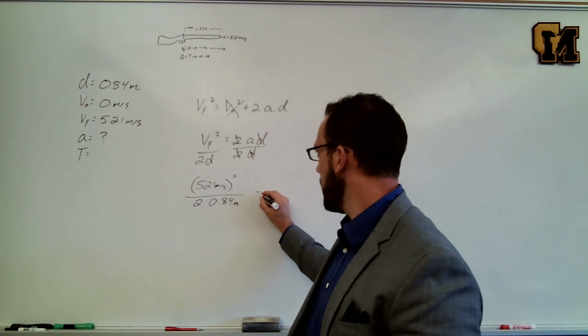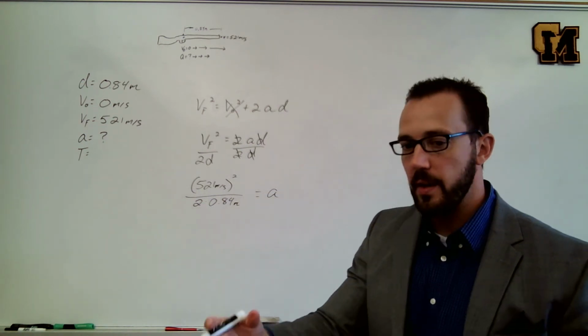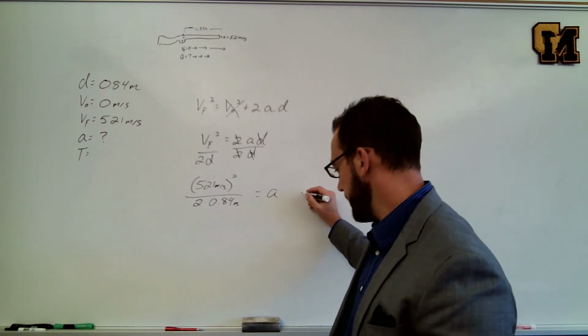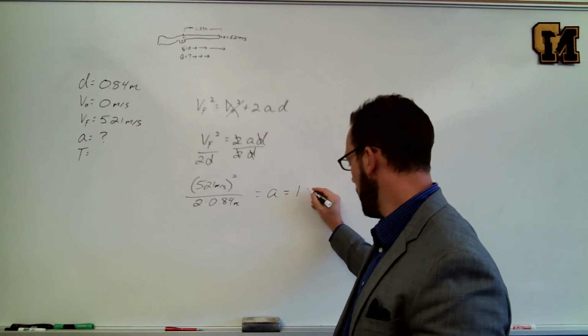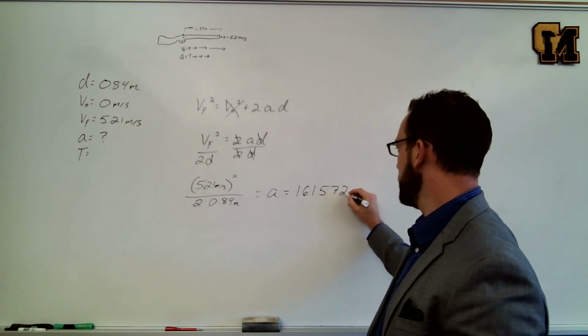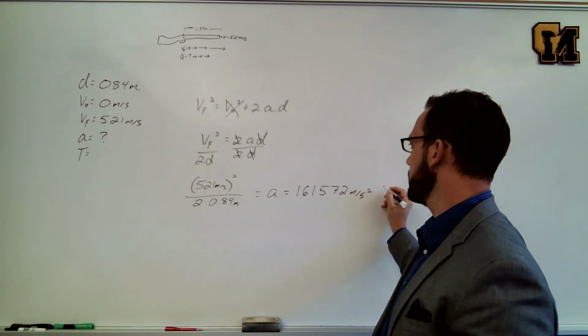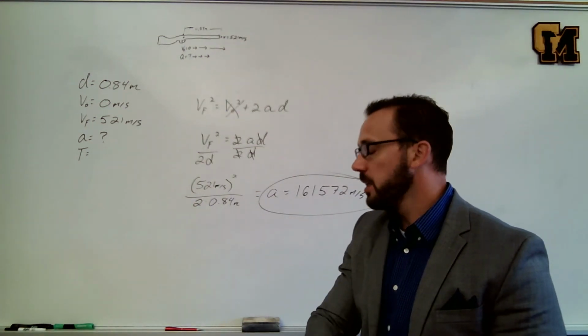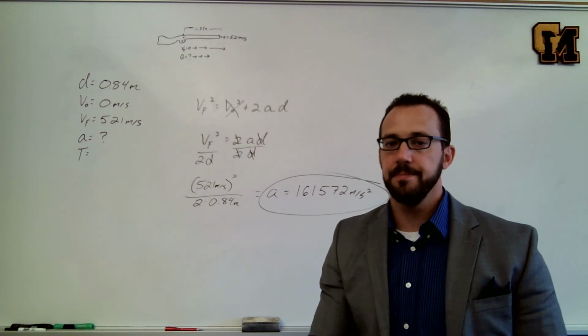Once we plug in all of these numbers into our calculator, I would be able to find out that the acceleration is going to be 161,572 meters per second squared. You might think that's a big number, but we are talking about a bullet inside of a gun. It should be a big number.